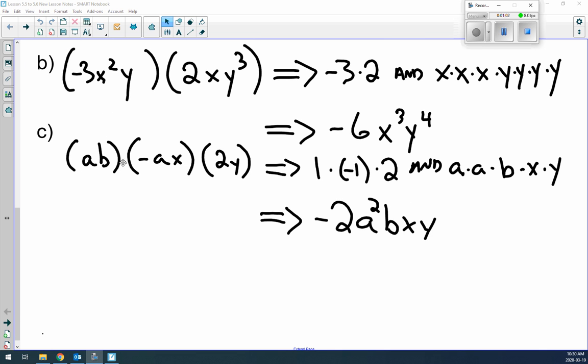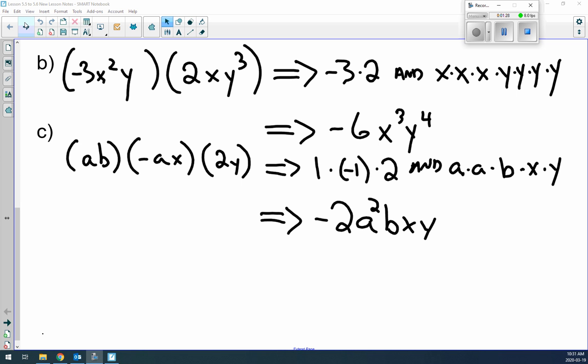Last one here, you've got ab times negative ax times 2y. If you look, there's a 1 in front of that a, there's a negative 1 in front of that a, and there's a 2 there. Those are your coefficients, so you just multiply those together. Then the a's and the a's, put those together. There's only one b and one x and one y, so there's a lot just combined together. So we end up with negative 2a squared bxy.